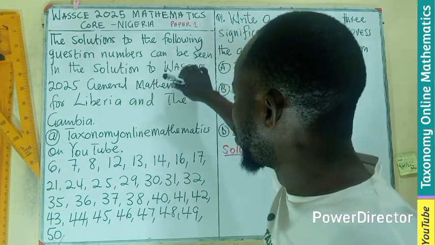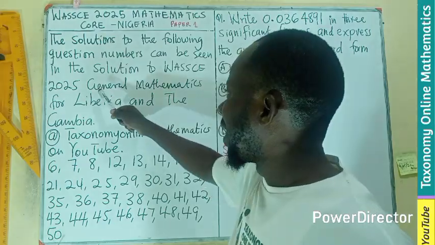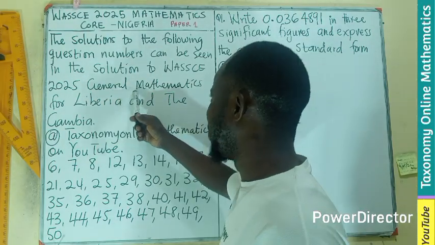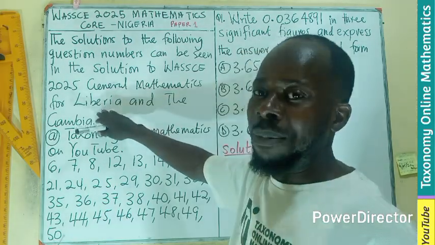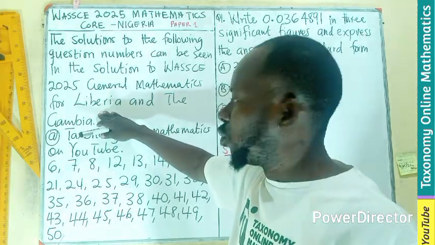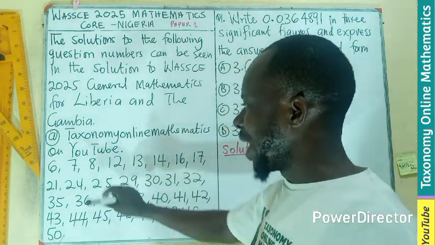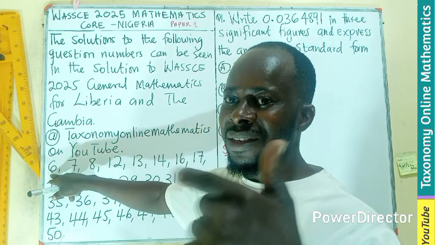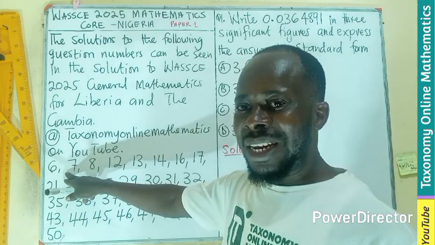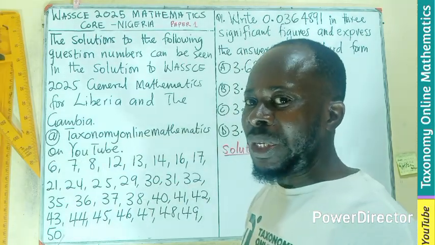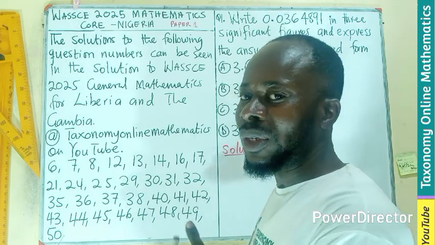So the solutions to those questions have already been provided under the WASSCE 2025 General Mathematics for Liberia. If you go into the Liberia playlist on YouTube, Taxonomy Online Mathematics, these questions I've already provided. They are not going to be the exact same question number as for Liberia. It will be a different question number, but the question will be the same. So if you have the Nigeria question paper, locate question number 6. When you go through the playlist, the solution to that question is in there.